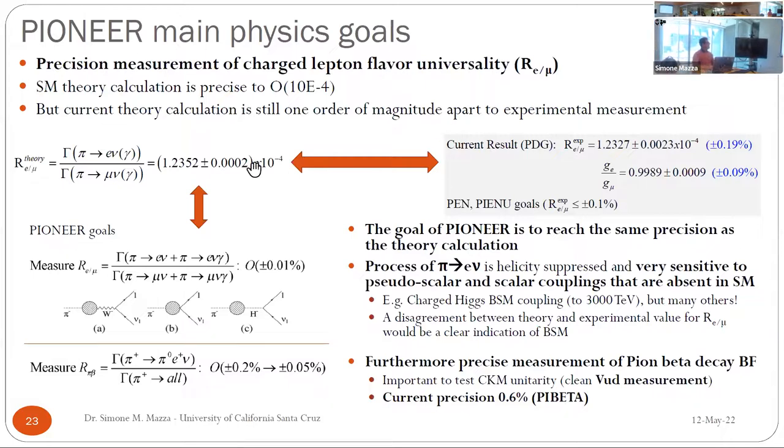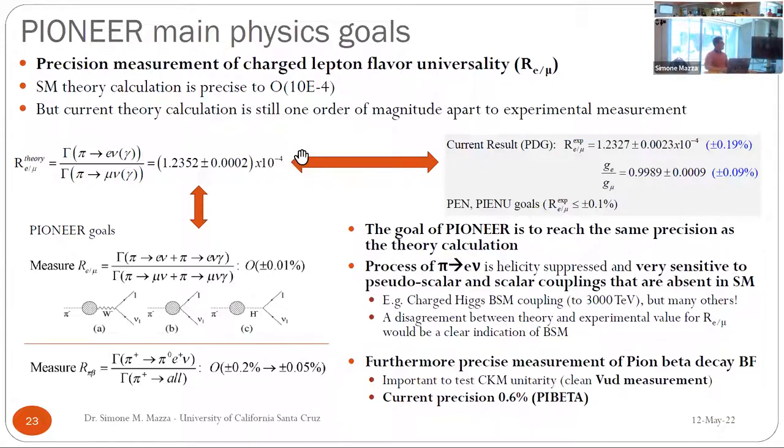So in terms of physics goals, this is a recap of what I just told you. We want to measure this value, the error in mu. It's quite important to go down by an order of magnitude of precision, because we know this number from theory, from the calculation, down to 10 to the minus 4. But the current experimental results are down to 10 to the minus 3. So there is still an order of magnitude between what we measure and what we calculate.